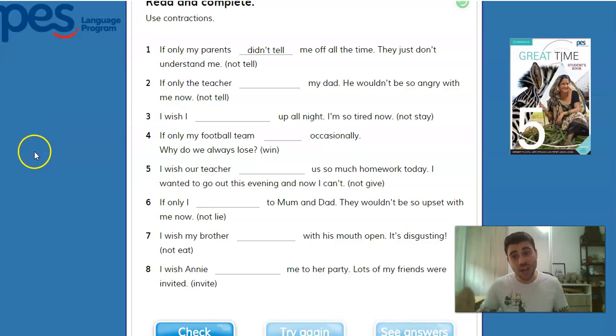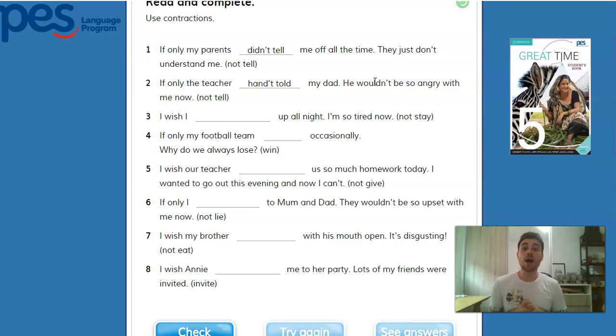So let's check. Number two we have, if only the teacher, my dad, he wouldn't be so angry with me now. So, he wouldn't be so angry with me now means that we're talking about a past situation, right? So, in this case, we need to use if only plus past perfect. So, if only the teacher hadn't told my dad, right?